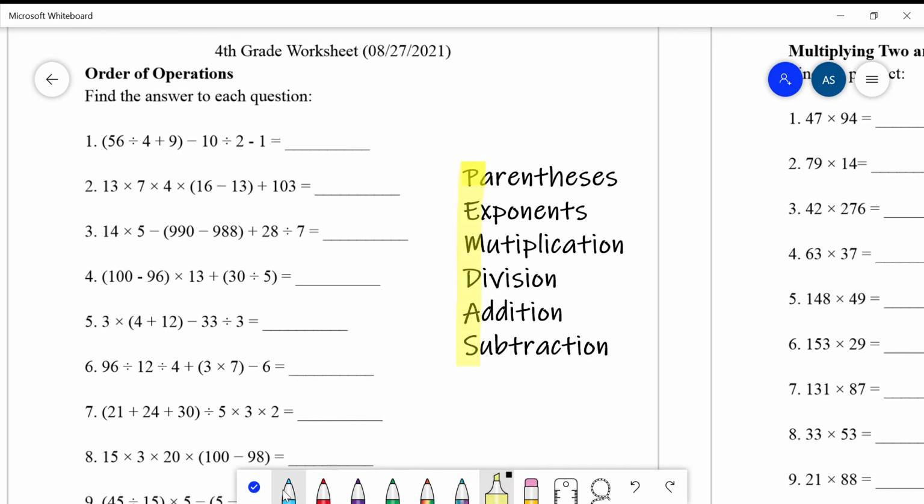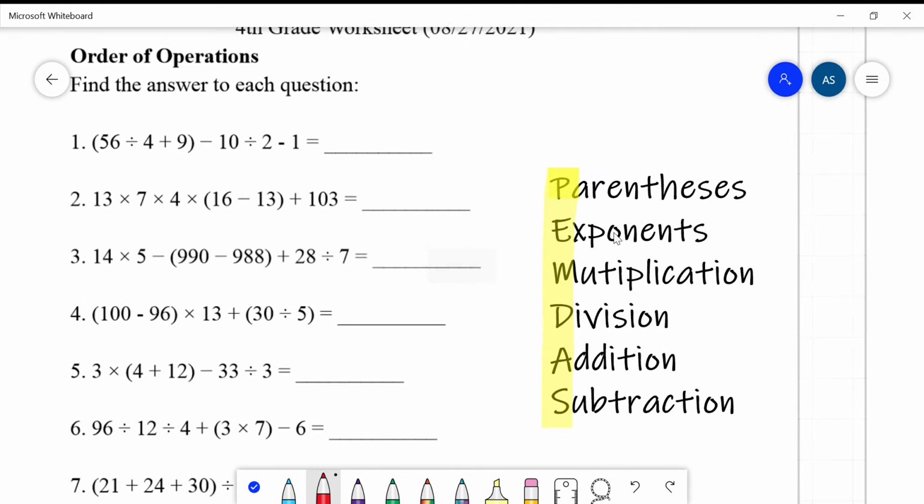PEMDAS, alright? And the reason you need to remember this is because when we're doing an equation that looks like these, all these equations, we need to start in order, from parentheses to exponents to multiplication, division, addition, and subtraction. Now, I don't see any exponents here, but exponents are the numbers that are right over here on top, on the corner of a number. Like, there could be a 2 over there, or a 4, usually a 2.